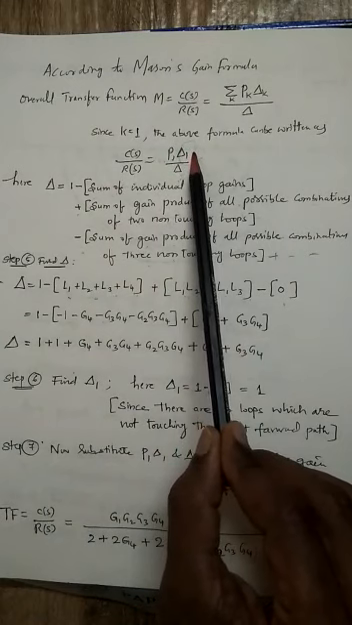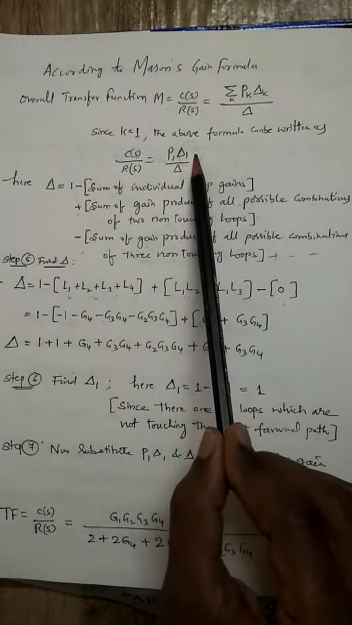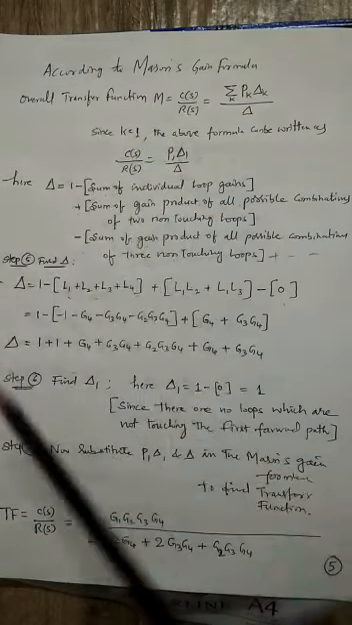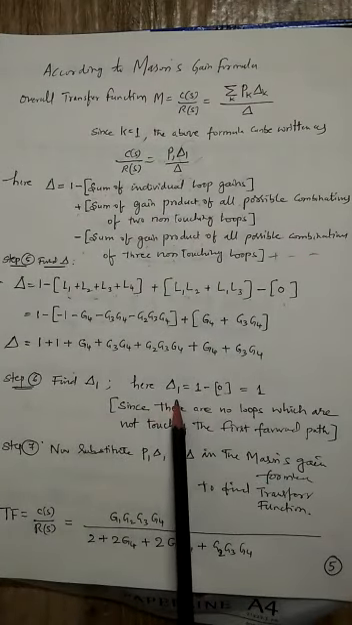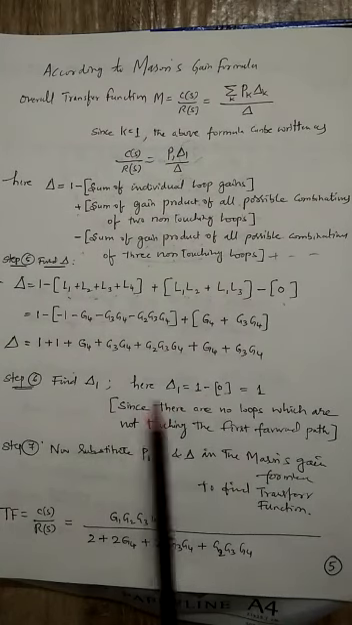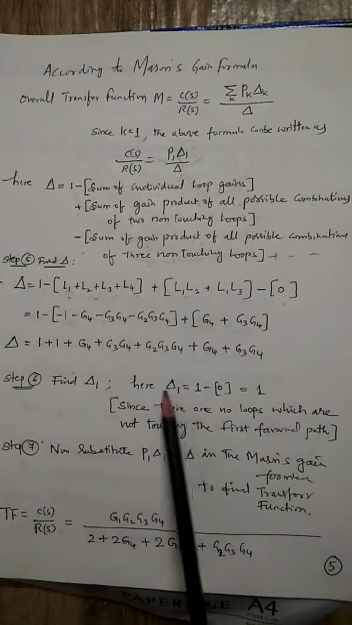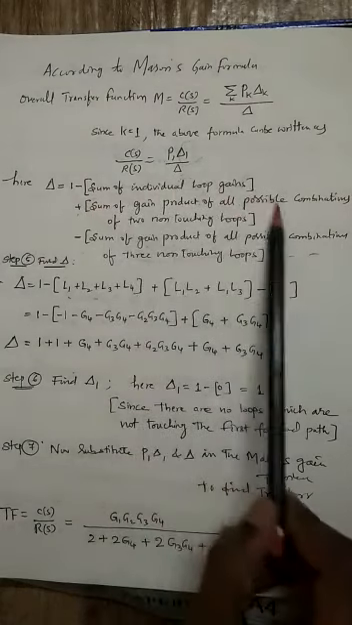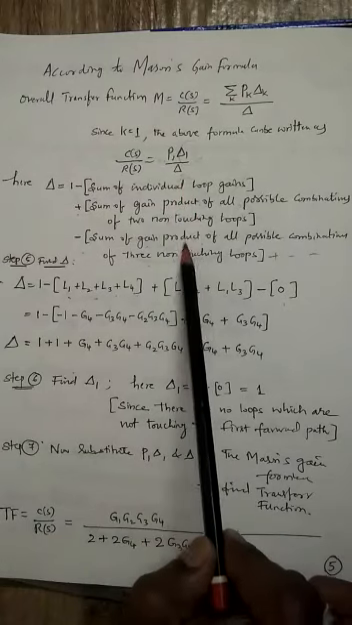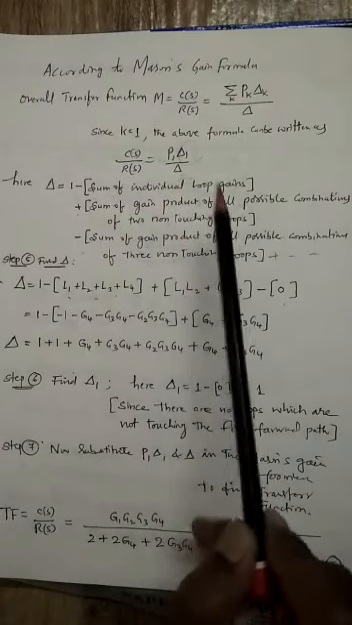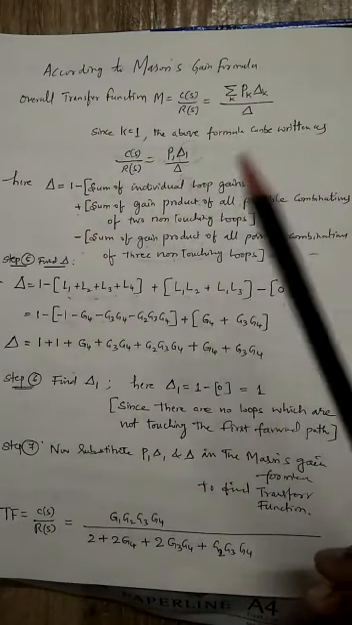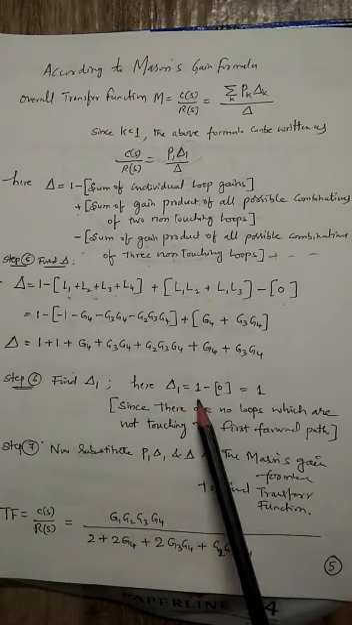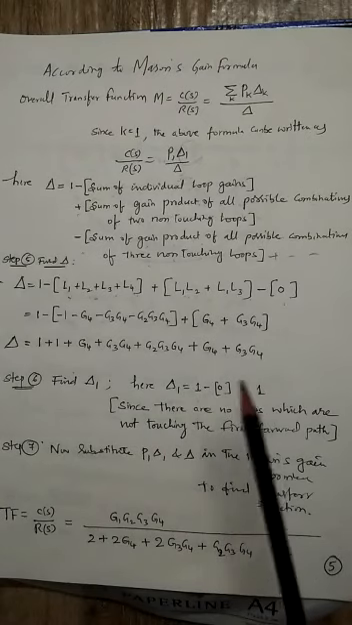Next you have to find delta 1. Always delta 1 is found after finding delta. Delta 1 is very important. The meaning of delta 1 is, it is the value of delta which is not touching the first forward path. Means delta 1 is found similar to delta, but when you are considering the loops here, those loops should not touch the first forward path.